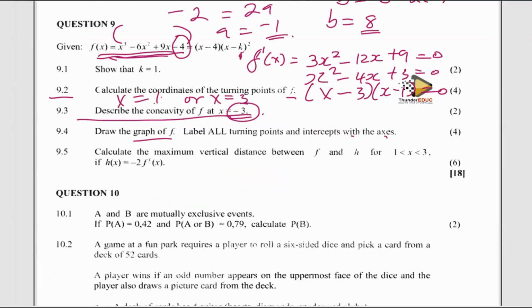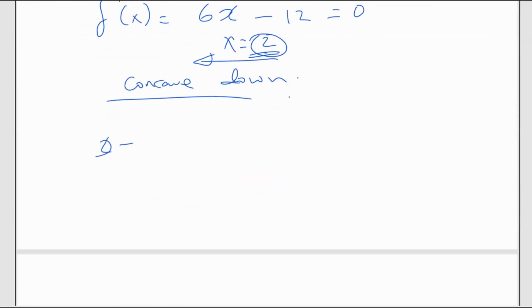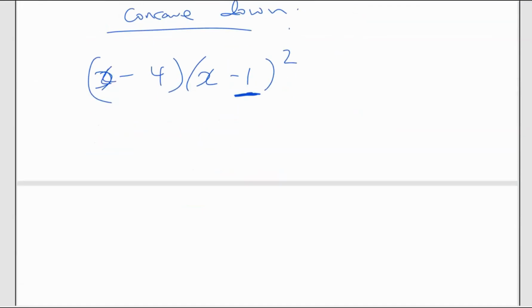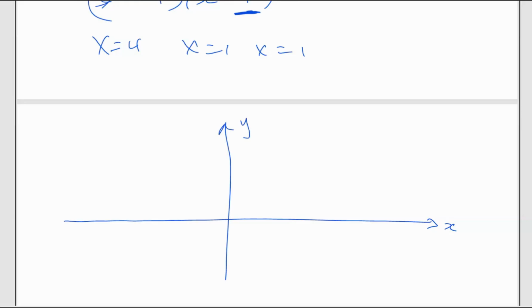Okay, so from what we have, we know that we have x minus 4 and x minus 1 squared. So x minus 4 and then x minus 1 squared, meaning that this bracket is a turning point, but it is also an intercept, because we have x as 4 and x as 1, being the intercepts. Okay, so I'll have my x-axis there. Then I could have this as my y. So the intercepts, we have a 4 and a 1. So this is 1, this is 4.